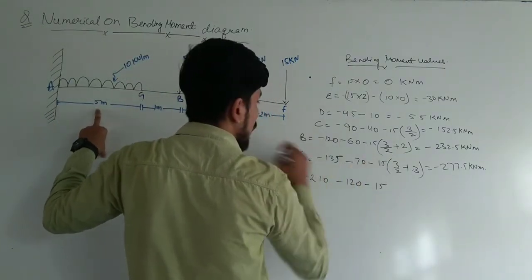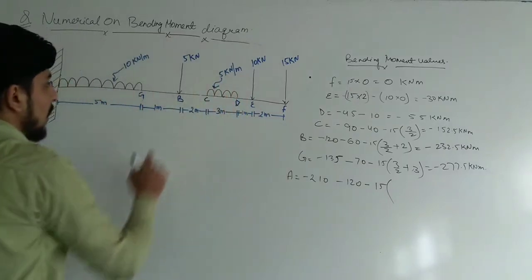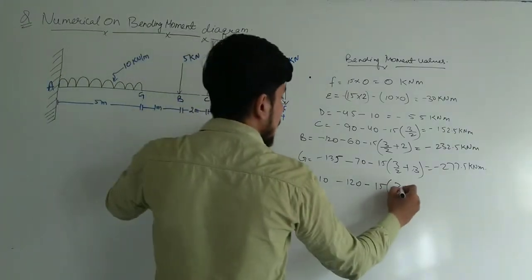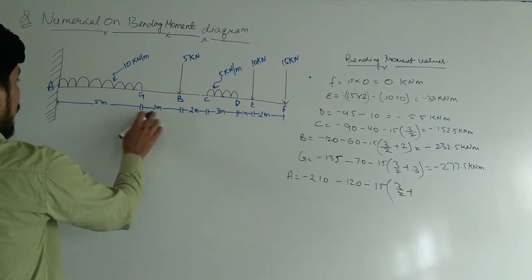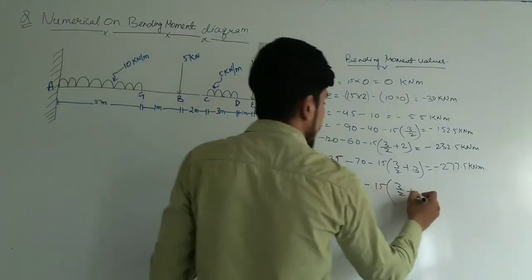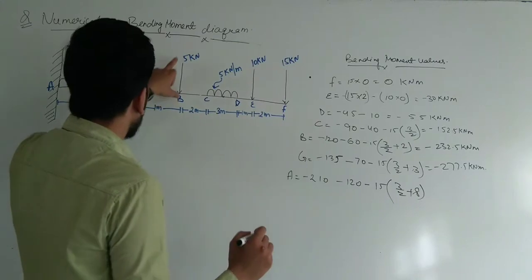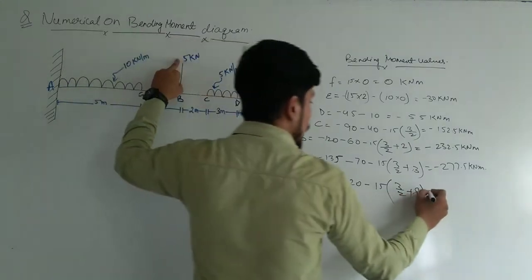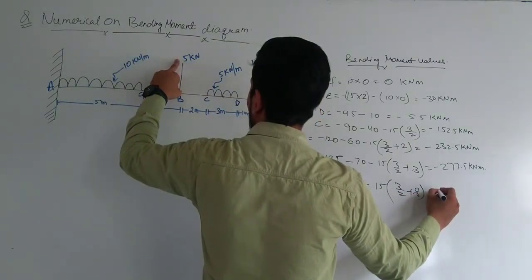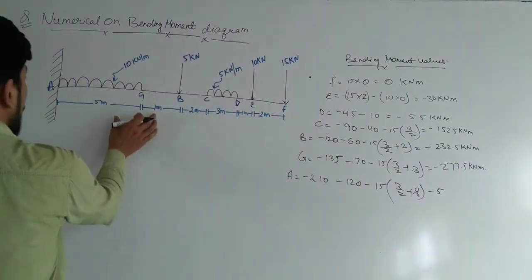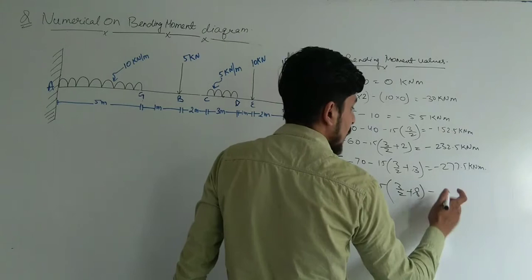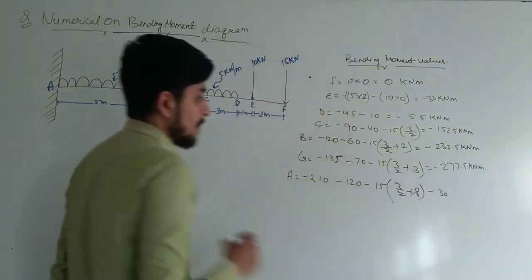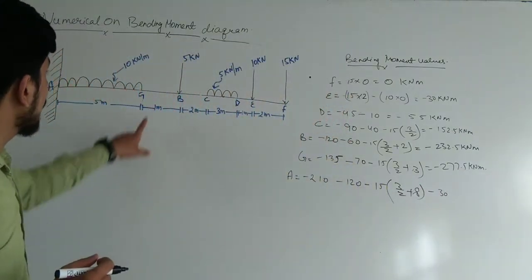Minus 15 is the UDL, the load which is applied on a particular portion, the CG is 3 by 2 plus add all these distances 2 plus 1 is 3 plus 5 is 8, and now we are coming from point B. The value is, the load is 5 and the distance is 5 multiplied by 6 is 30. I'm going to write the direct value is 30.